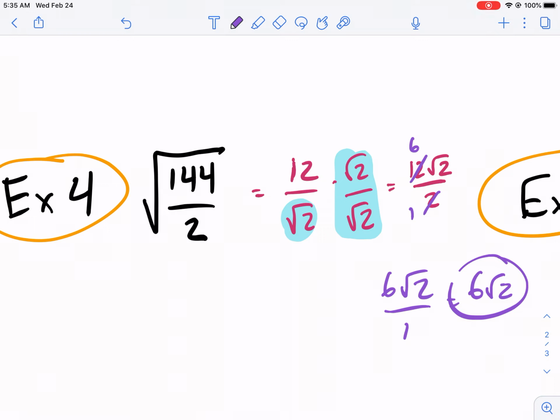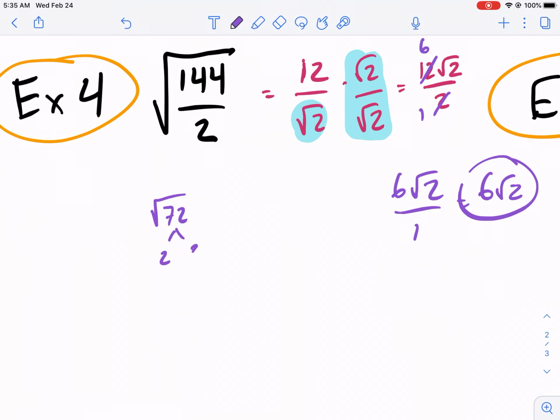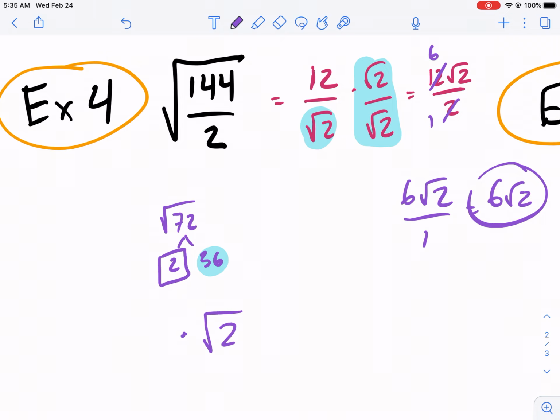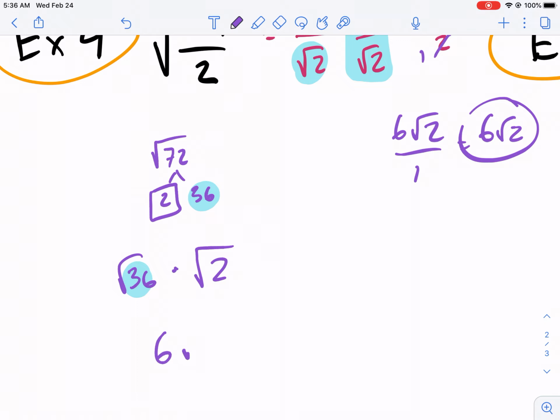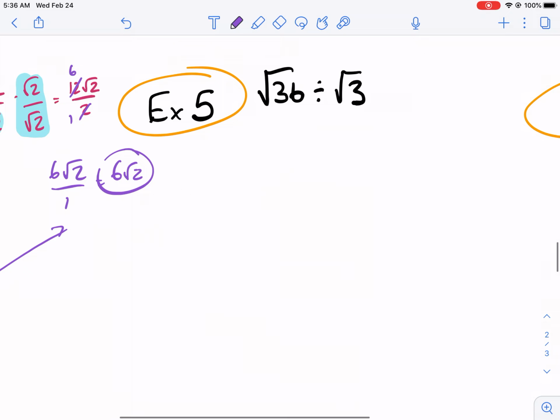Now, another way to do this problem is to recognize that square root of 144 is the same thing as the square root of 72. 144 divided by 2 is 72. And then what we can do is we can simplify this one. So that's 2 and 36. I recognize that 36 is a perfect square. So he's going to come out. This guy's going to stay in the house, the square root of 2. And then the square root of 36 becomes just 6 radical 2. It's the same thing we got over here. So two different ways to do that problem.